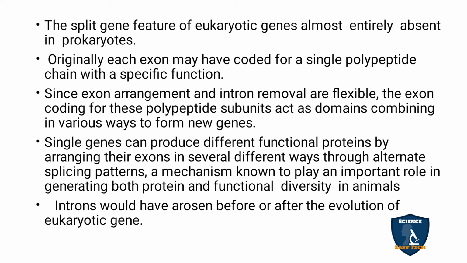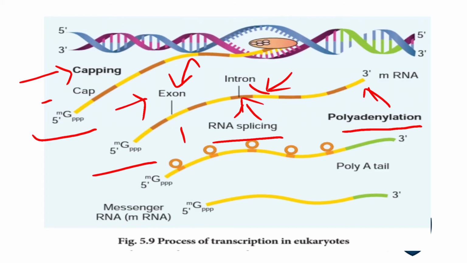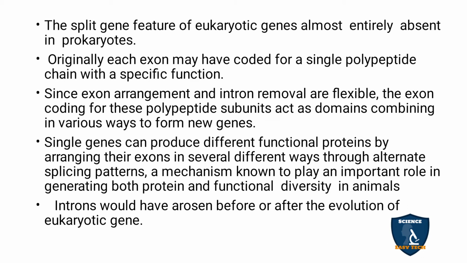Each exon codes for a single polypeptide chain with a specific function, that means it is going to form the protein. The exon arrangement and removal of introns is flexible. If introns are removed, only the exons will be there, and they will code for the amino acids. For amino acids, polypeptide chains are needed.